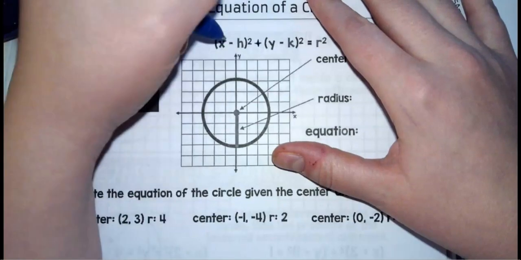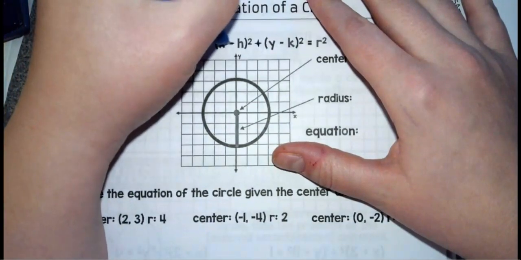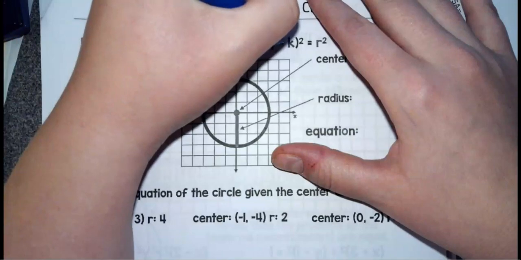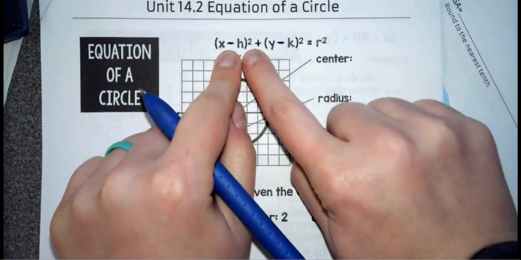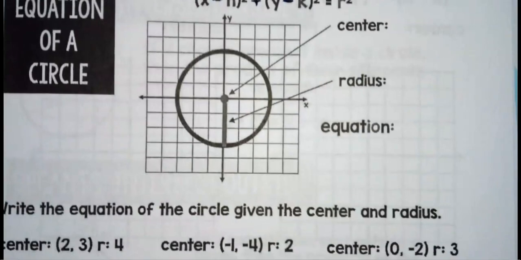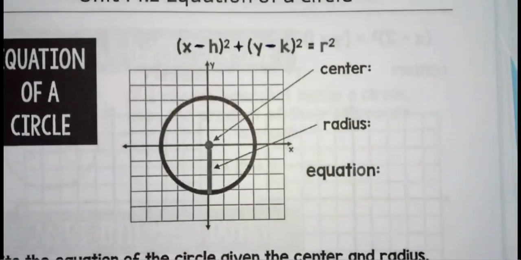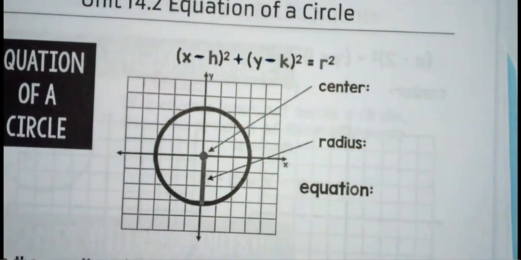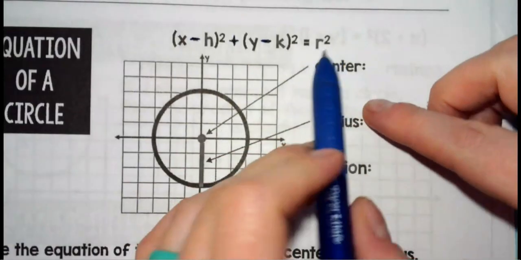Okay, the first thing I'm going to do, I don't really like this font, so I want to make sure that you guys realize that these are minus signs and this is a plus sign. So if you want to make that a little more defined, do that. We're talking about the equation of the circle, which looks kind of scary, but it's really not that scary. You've got 3 letters that you're plugging stuff in for.